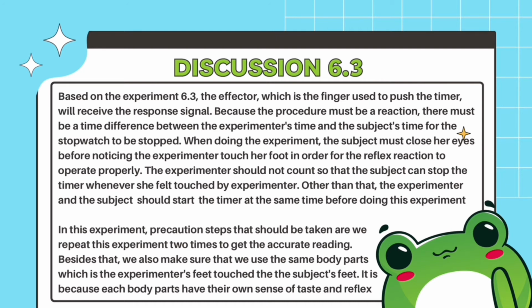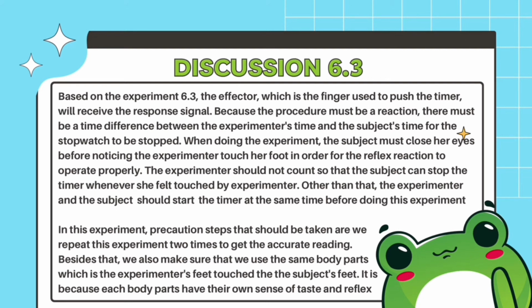When doing the experiment, the subject must close her eyes before noticing the experimenter touch her foot in order for the reflex reaction to operate properly. The experimenter should not count, so that the subject can stop the timer whenever she feels touched by the experimenter. Other than that, the experimenter and the subject should start the timer at the same time before doing this experiment.